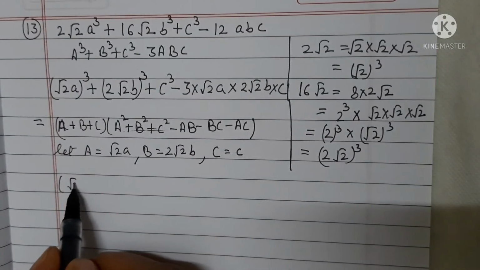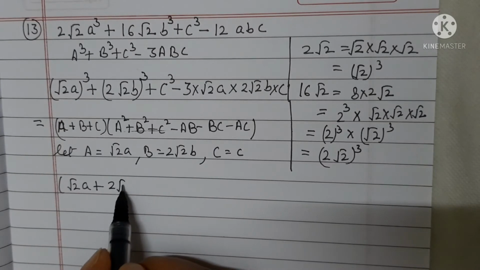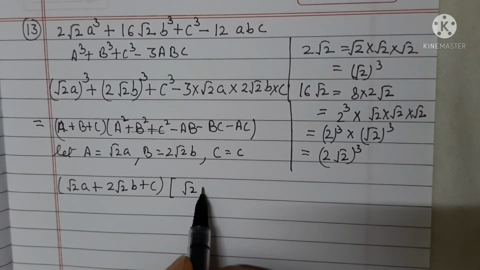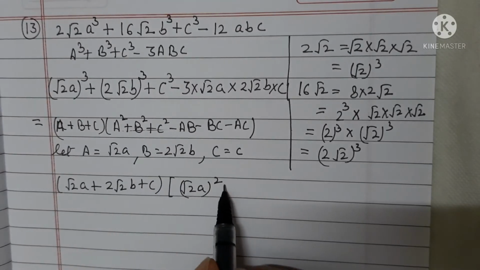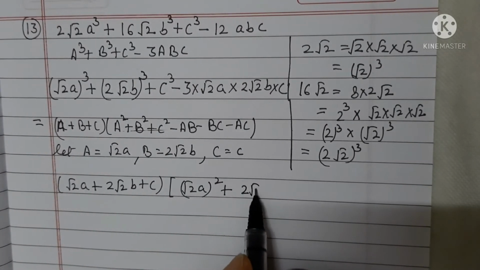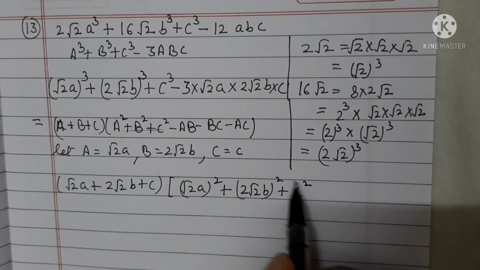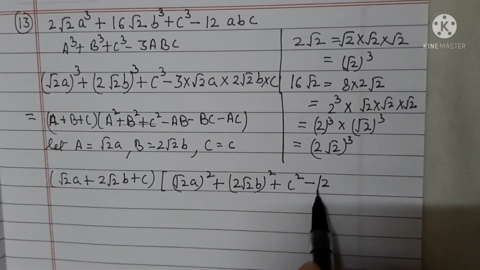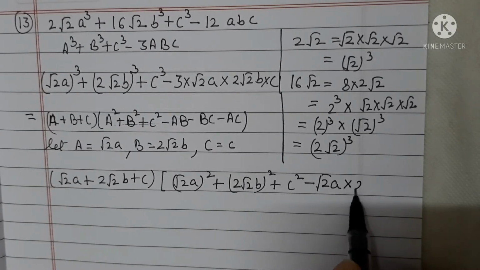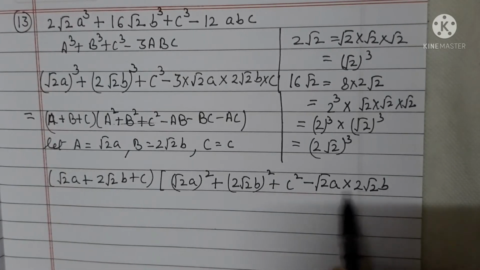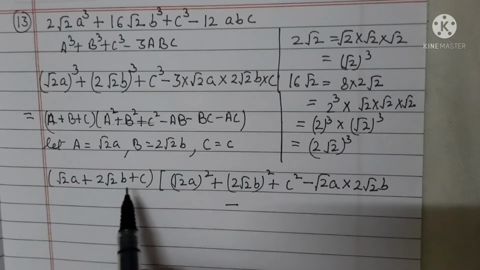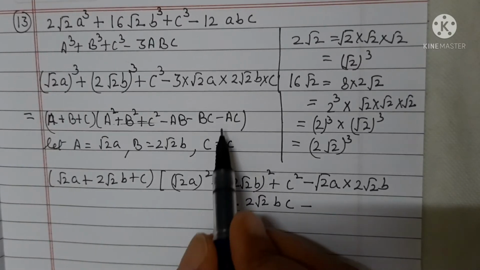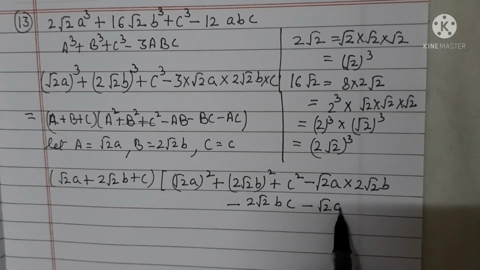So you will get the value of these factors. A plus B plus C means root 2 a plus 2 root 2 b plus c, into A square means root 2 a square, plus B square means 2 root 2 small b square, plus C square, minus AB means this into this, root 2 a into 2 root 2 b, minus BC, so 2 root 2 b into c, minus AC means root 2 a into c.